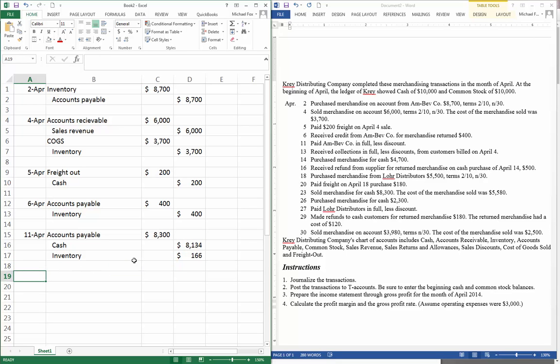All right, on the 13th of April, received collections in full less discounts from customers billed on April 4th. So on April 4th, remember we billed them $6,000. We also gave them terms of 2/10, net 30, meaning they could take the 2% discount, which they did. So now we have to record that. Our cash is going to increase not by the full $6,000 that they owe us, but by 98% of that $6,000.